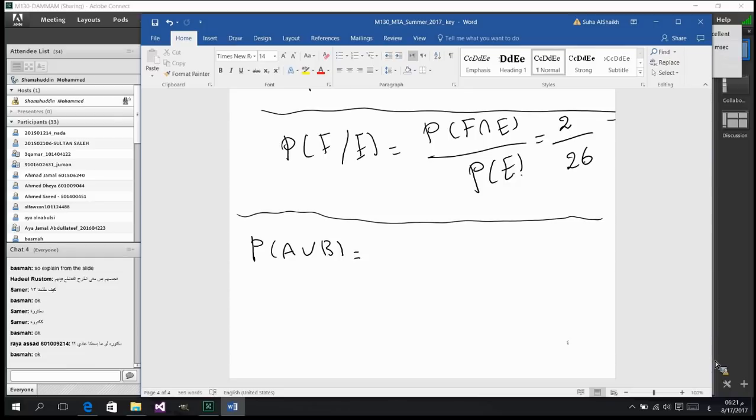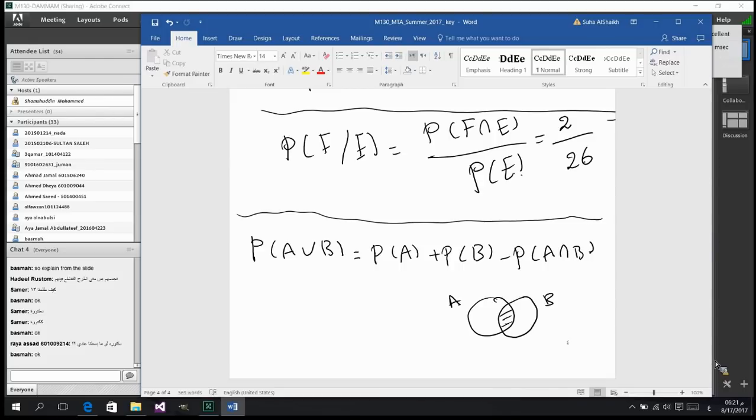If I didn't simplify it, it's fine. It's still fine. So the probability of A union B is the probability of A plus the probability of B, your question Hadil, minus the probability of A intersect B. Intersection, once you have the intersection you need to subtract it. When there is no intersection, no need for this part. Okay?